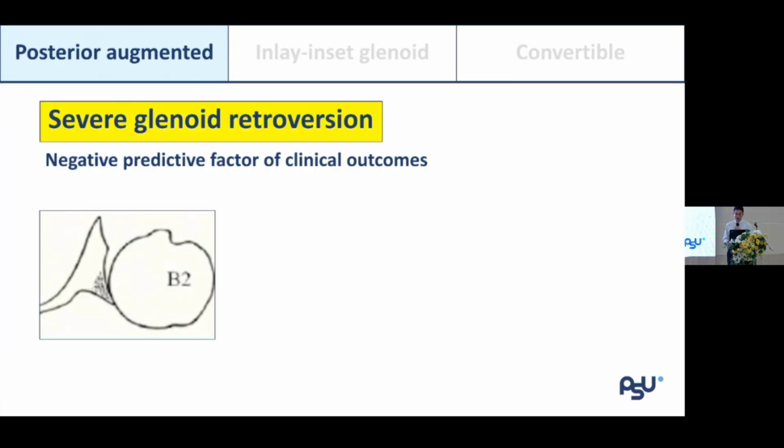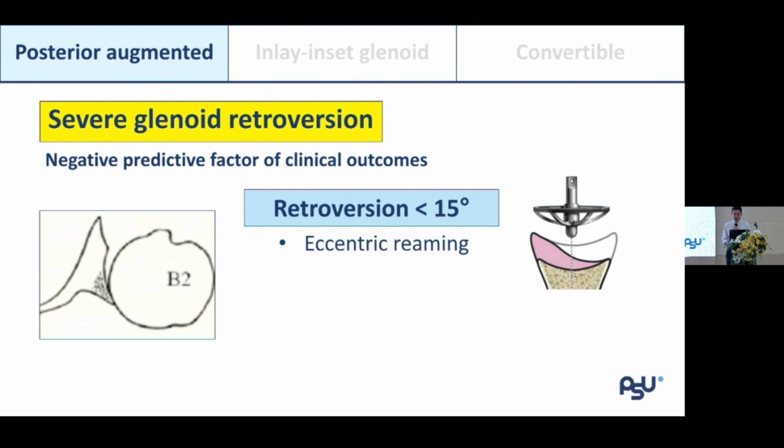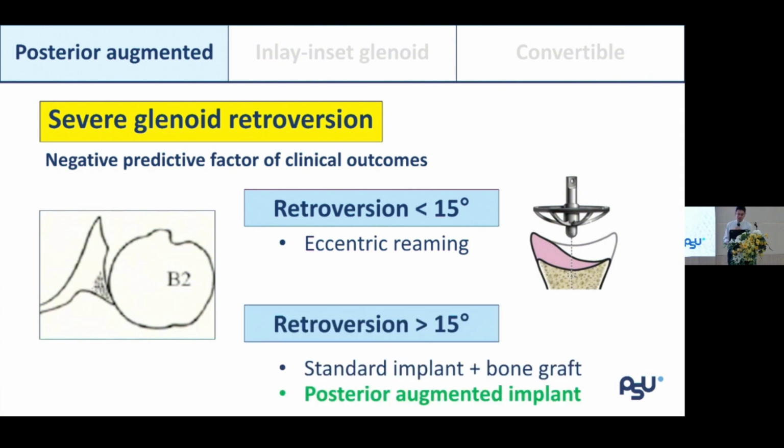Severe glenoid retroversion is a negative predictive factor for clinical outcome in total shoulder arthroplasty. For retroversion less than 15 degrees, correction can be achieved with eccentric anterior reaming. However, correcting more than 15 degrees with reaming alone may risk peg protrusion through the glenoid wall. For retroversion more than 15 degrees, treatment options include using a standard implant with a bone graft or a posterior augment implant to restore proper alignment.